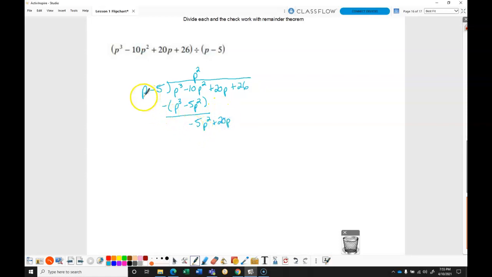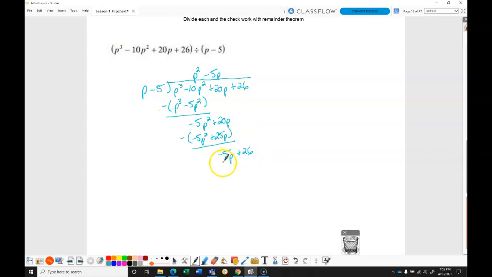Now, what do I need to multiply p by to get to -5p squared? Well, I need to multiply by -5p. So again, I'm going to subtract this whole thing. When I do this, -5p times p is -5p squared, and -5p times -5 is positive 25p. So when I've done this subtraction, it cancels out, which is great. 20p minus 25p is -5p. Bring down the next one, which is plus 26.